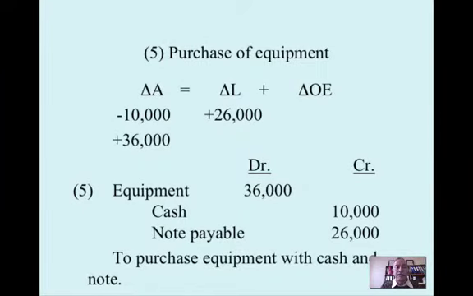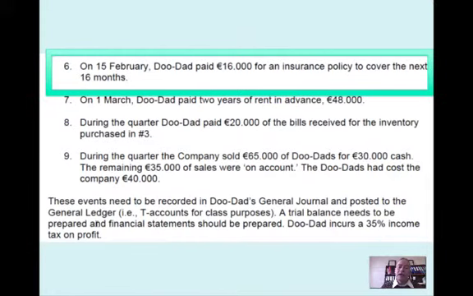There you have transaction number 5. In number 6, on 15 February, Doodad paid €16,000 for an insurance policy to cover the next 16 months. So here, we're paying out $16,000 in cash. That's a decrease in the asset cash.